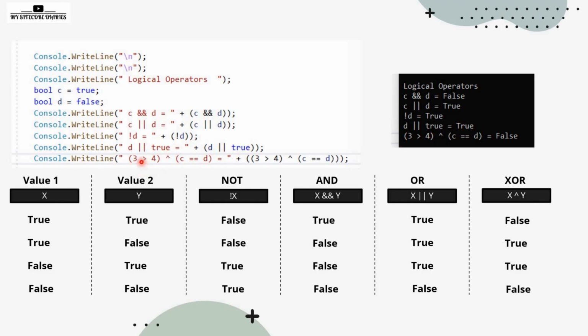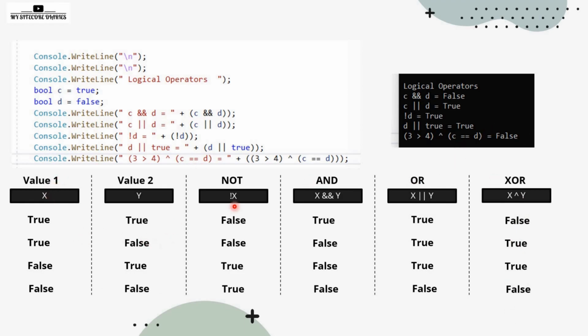Similarly, we have an XOR operation. 3 is greater than 4. Is it true? Is 3 greater than 4? No. So it will become false. C is equal to D? No, it will be false. So both are false. So this will of course become false, because you see false, false. So the XOR operation is false. So this is how it works.